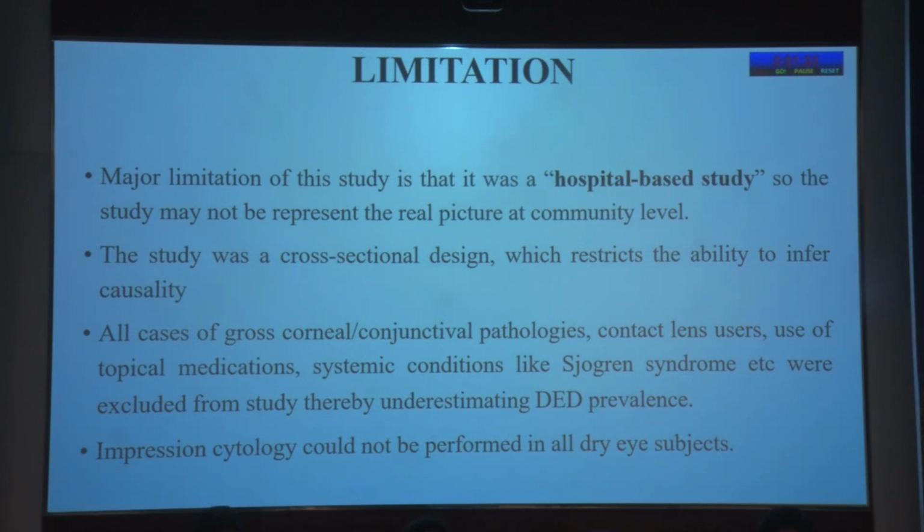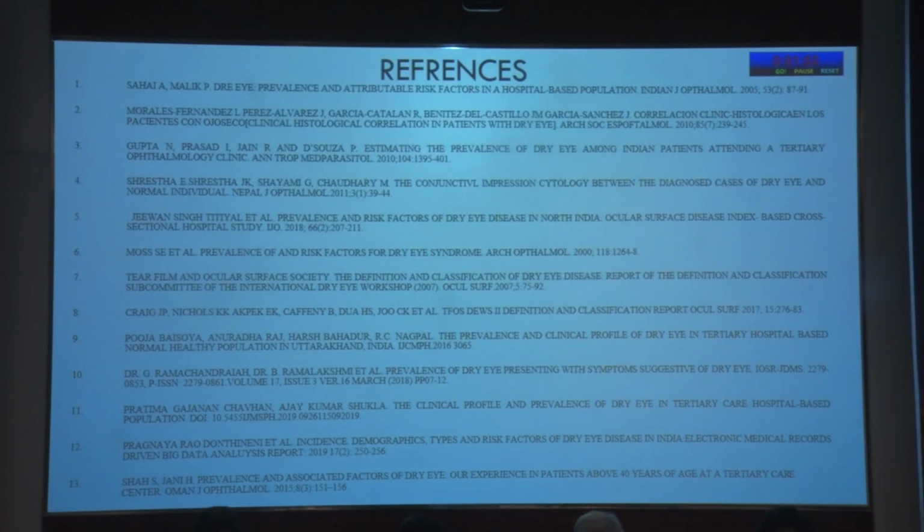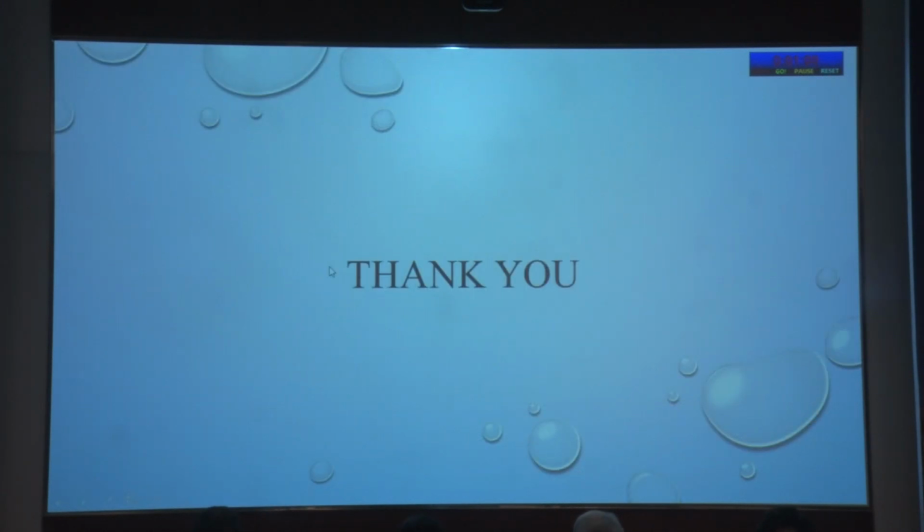Fourthly, the impression cytology could not be performed in all dry eye subjects. Thus, to conclude, the hospital-based prevalence of dry eye was found to be 29.5%. Our study reflects a major burden of dry eye on routine outpatients. Our study also showed that age, sex, residency, and occupation have a significant impact on the development of dry eye. Reduction of goblet cells and different grades of squamous metaplasia were observed among dry eye patients. Mixed groups showed a marked reduction of goblet cells and a higher grade of squamous metaplasia. These are my references. Thank you.